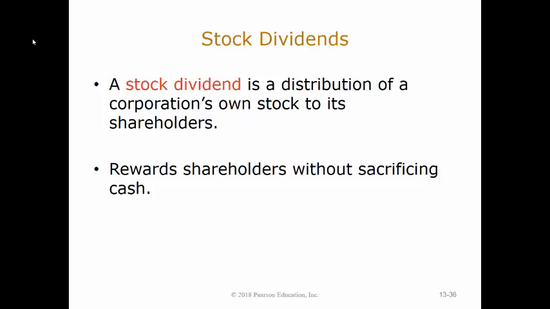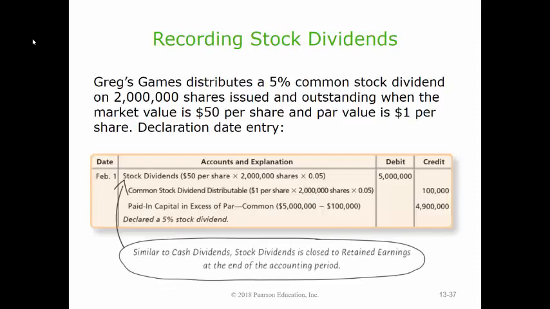So in this case, instead of handing out cash, the board of directors says, we don't have cash right now and we're sorry, but we'll do something to make it worth your while. We're going to give you additional shares of our company. And when you record a stock dividend, it's usually based upon a percentage, which essentially says that we are going to distribute X% of our current outstanding shares to the public. So in this case, Greg's Games is going to have a 5% common stock dividend when they declare these stock dividends.